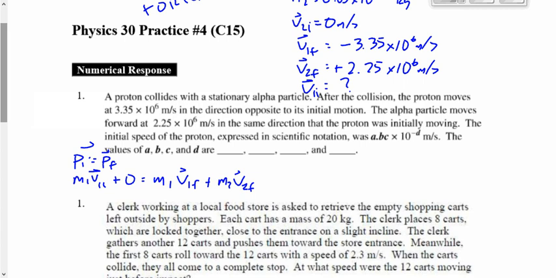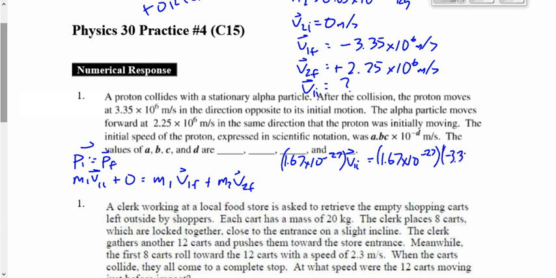M1, kind of running out of space here, but let's say M1 is the proton, 1.67 times 10 to the minus 27. This is what we're solving for, V1I, plus 0, because the alpha particle is at rest before the collision takes place, equals M1, 1.67 times 10 to the minus 27, times V1F, which is negative 3.35. If you could read that.